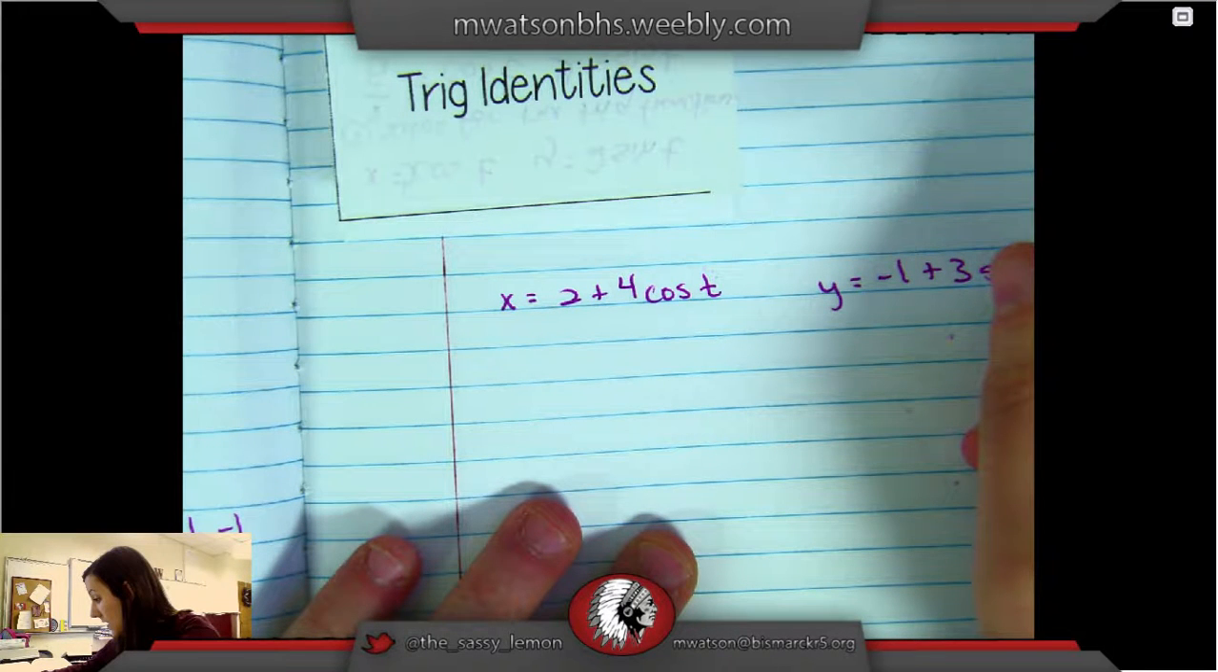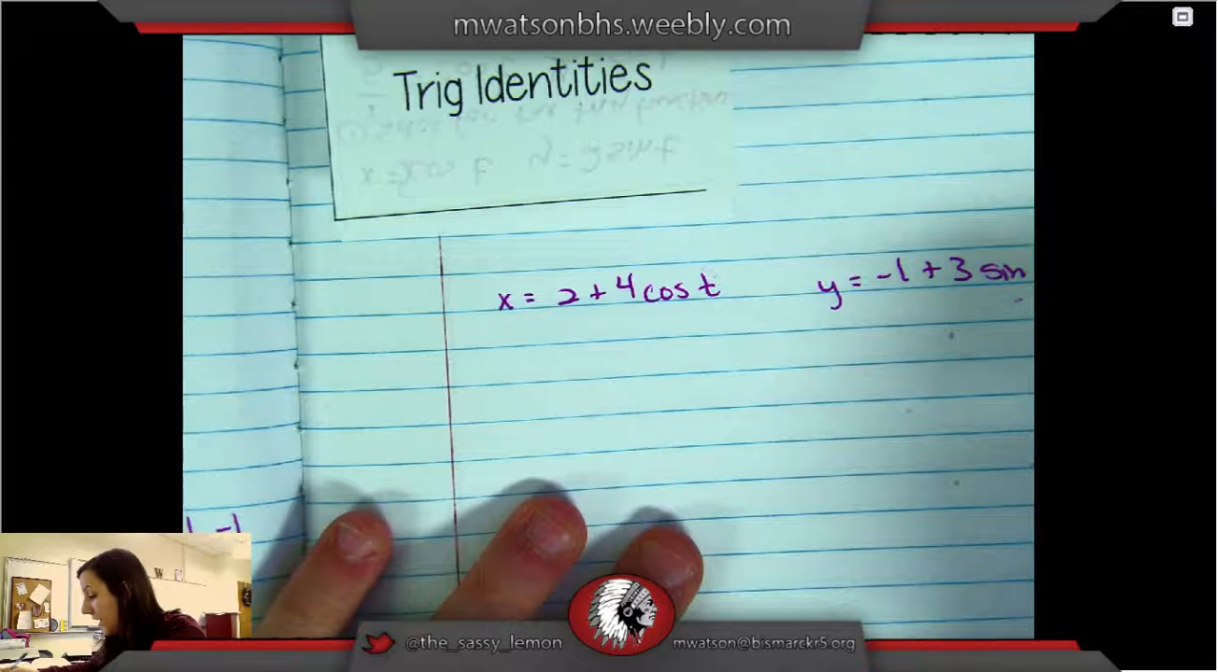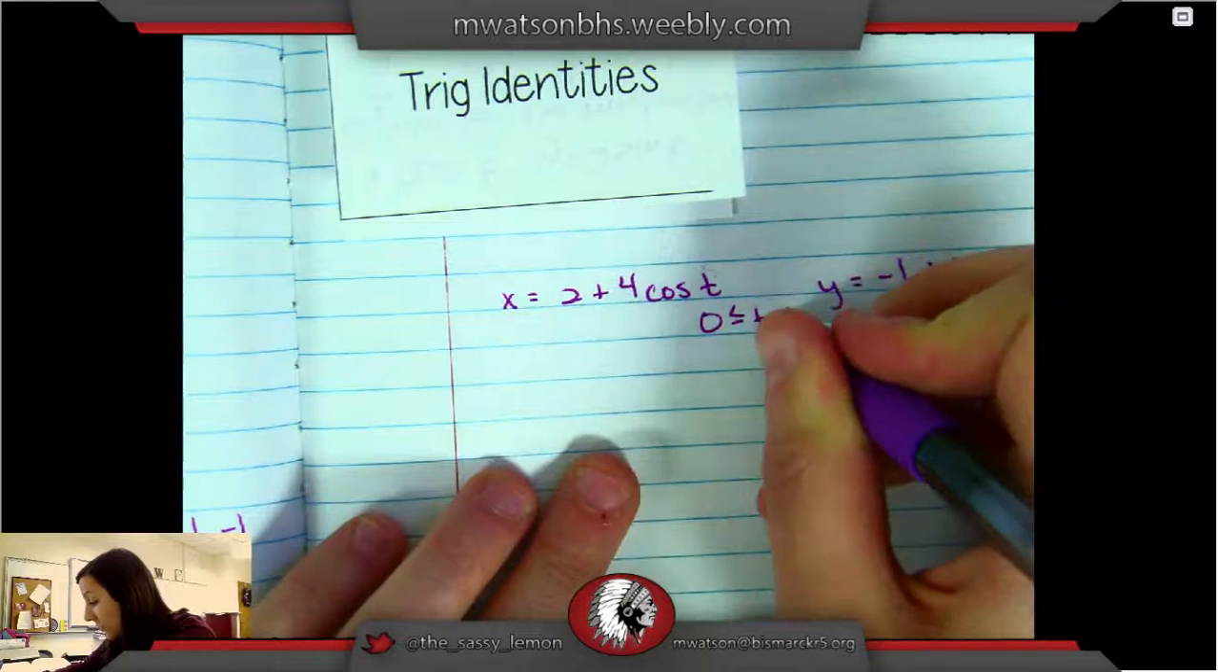And here they give us a restriction on t. They say that t is going to be greater than or equal to 0, but less than or equal to pi.